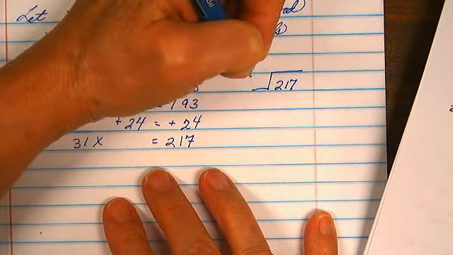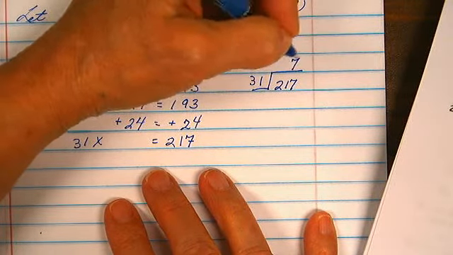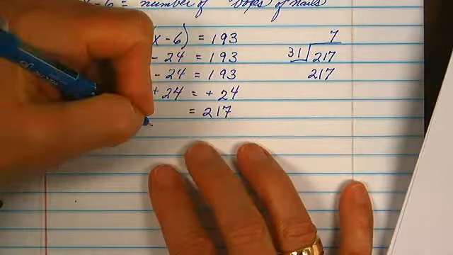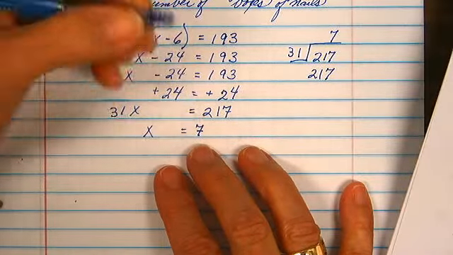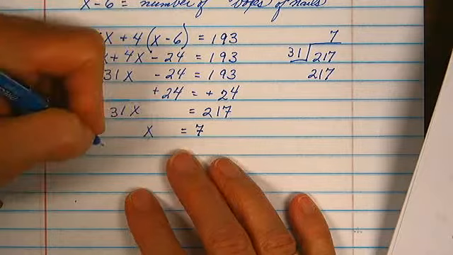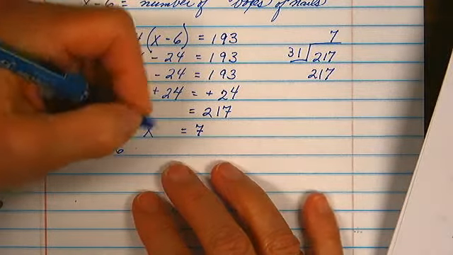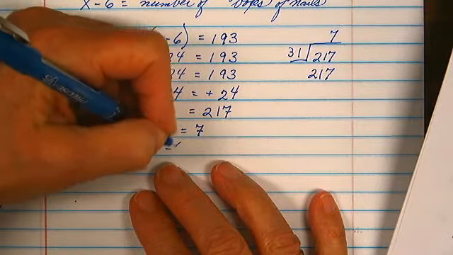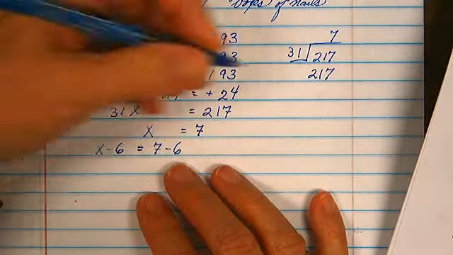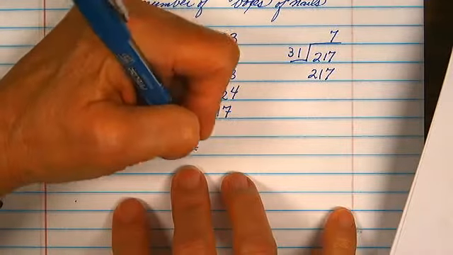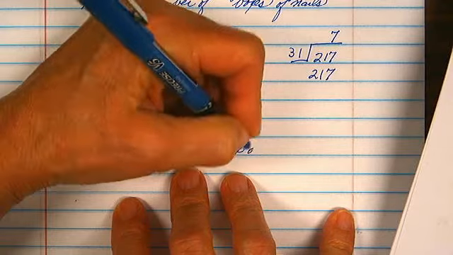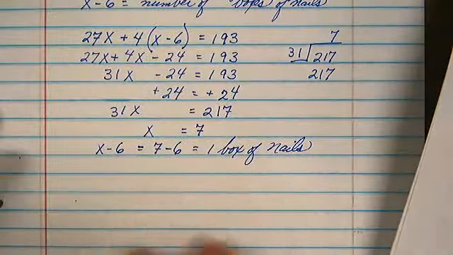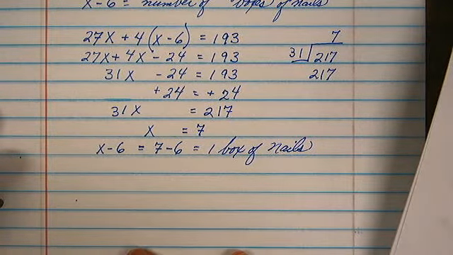So I suspect that x could equal 7, but let's check. 217 divided by 31 is 7. x equals 7. x minus 6 is 7 minus 6, so Amina bought 1 box of nails. Good. On to 23.